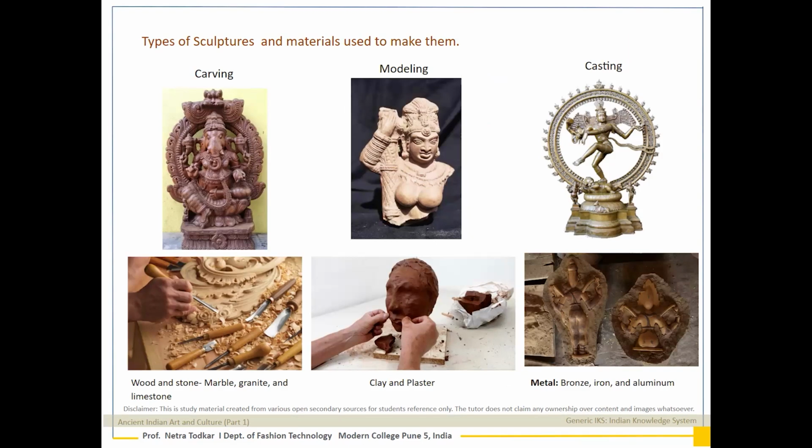Carving is done using wood and stones like marble, granite, and limestone. Modeling method is done using clay and plaster. Casting method is done using metals like bronze, iron, and aluminium.